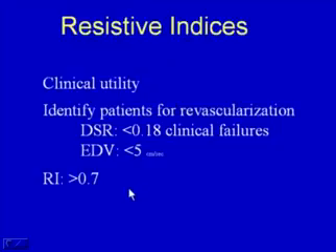The clinical utility, it helps identify those patients who might fare better with revascularization. If you have a DSR of less than 0.8, these patients do not fare well with intervention and generally are considered clinical failures. This also is apparent in those patients that have an end diastolic velocity of less than 5 centimeters a second or a resistive index of 0.7.